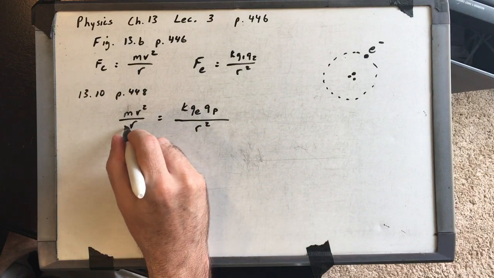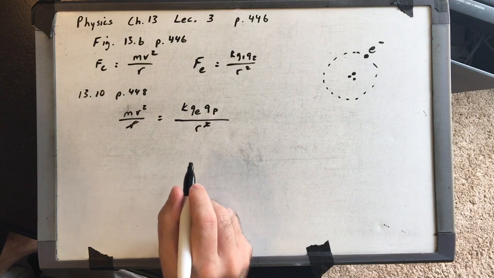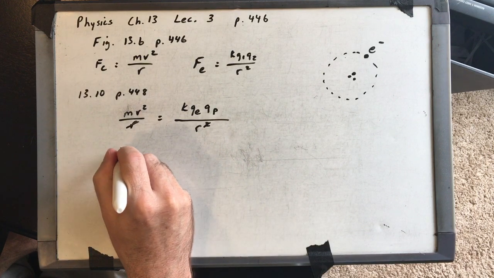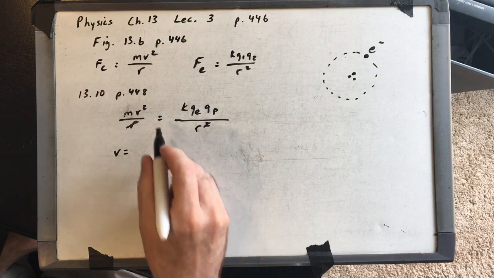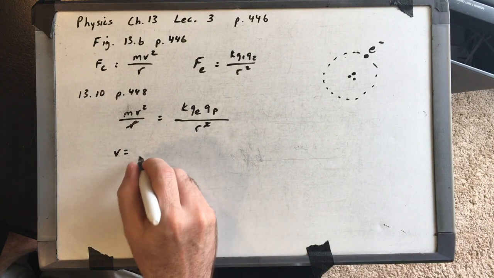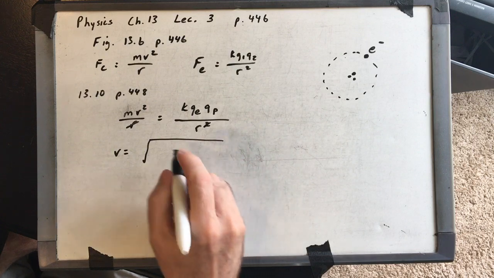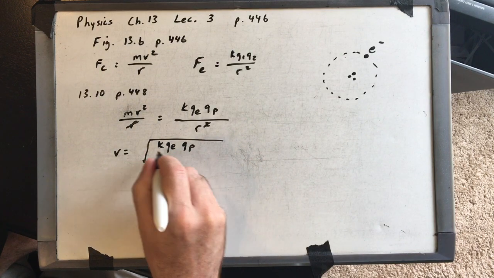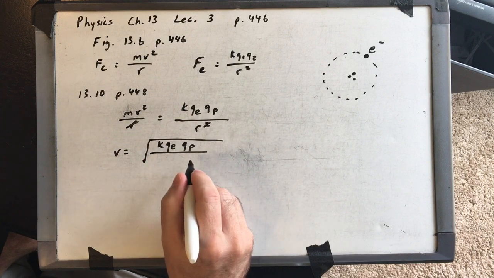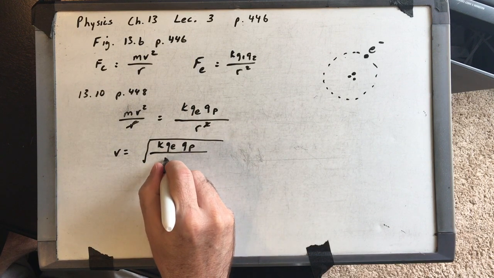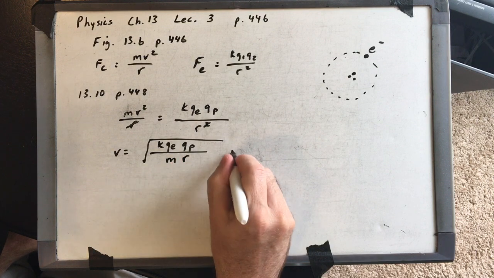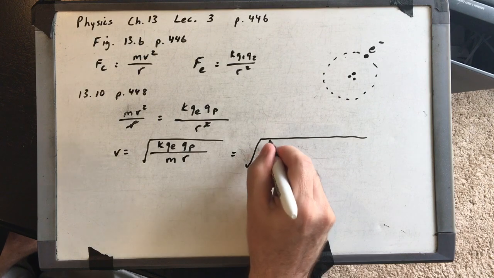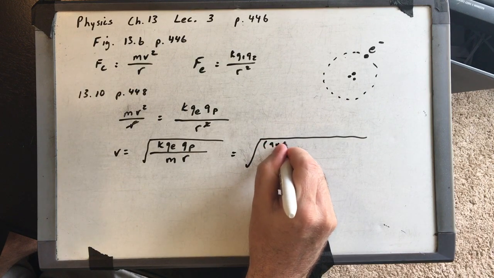So one of the r's is going to cancel. And we're trying to figure out the velocity. So doing the algebra here, the velocity is going to be, since it's v squared, we'll bring that mass underneath. So we'll have the square root of k times the q of the electron times the q of the proton, or the charge, over mass times radius. So this is a bunch of numbers we're going to be putting in here. All right, k is 9 times 10 to the 9th.